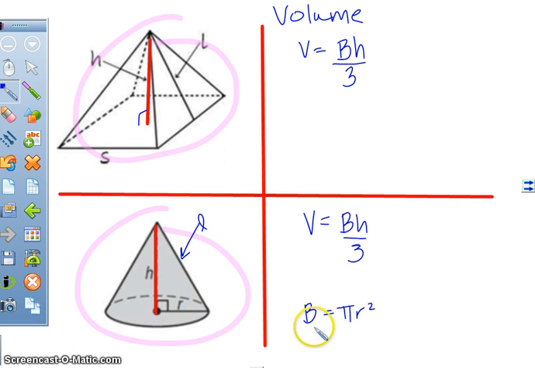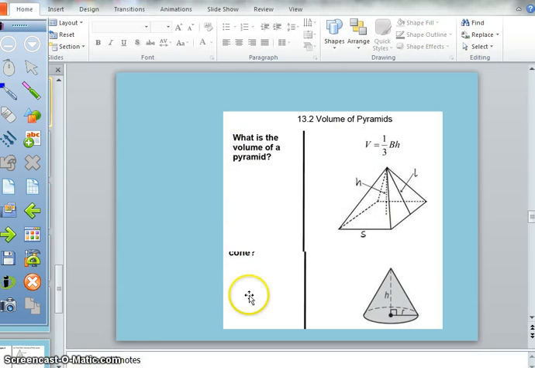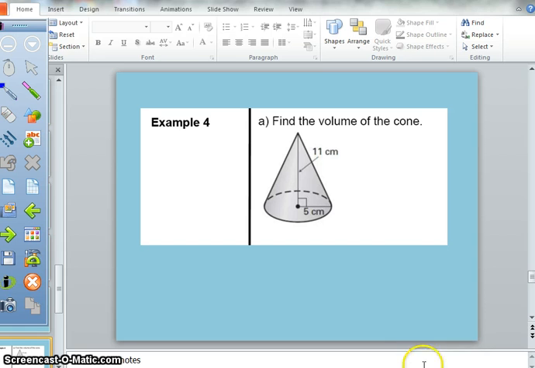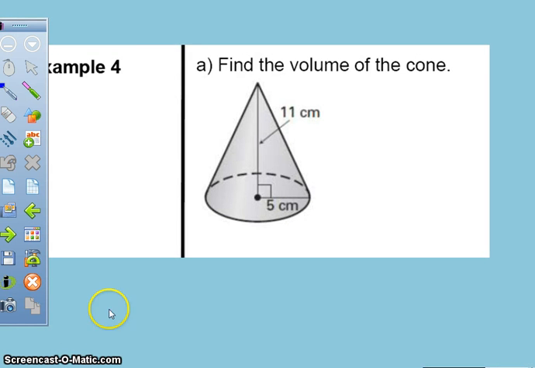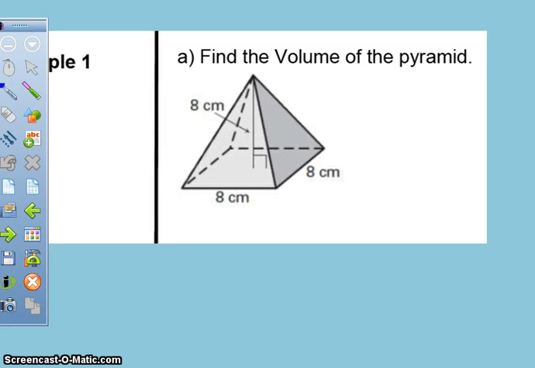I'd like you to pause this recording right now and make sure that your formula page is filled out correctly for volume of a pyramid and cone. Okay, now that you've paused this, let's go ahead and look at the notes. Let's go to volume of a pyramid, example 1.